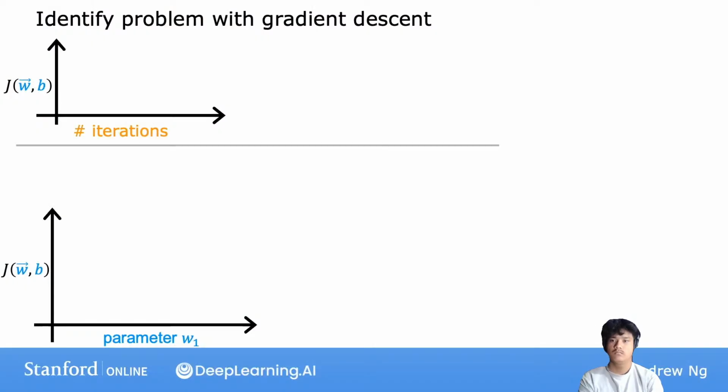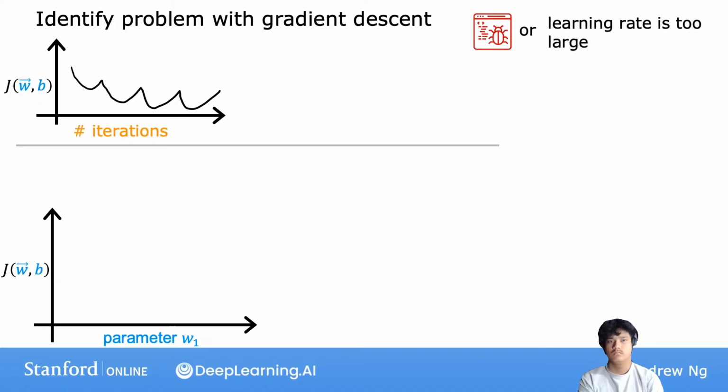Concretely, if you plot the cost for a number of iterations and notice that the cost sometimes goes up and sometimes goes down, you should take that as a clear sign that gradient descent is not working properly. This could mean that there's a bug in the code, or sometimes it could mean that your learning rate is too large. So here's an illustration of what might be happening.